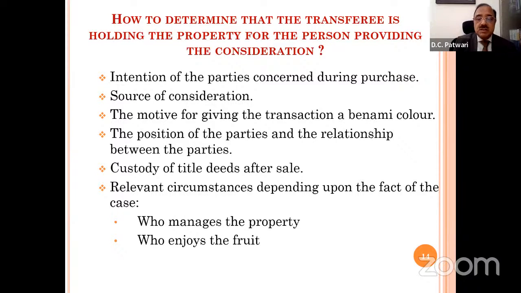Relevant circumstances depending upon the facts of the case. These are very important. Who is managing the property? Because obviously, whoever is having an interest in the property will manage the property. Who enjoys the fruits? Like if property is given on rent, who is effectively getting the rent from that? If it is agriculture land, who is basically getting the benefit of the crop and all? So all these are the factors which will determine whether the transaction is Benami or not.